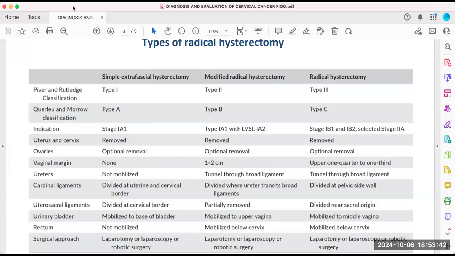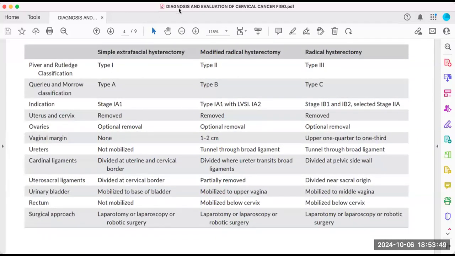Quickly revise the difference between the types of the hysterectomy. So simple extrafascial hysterectomy, this is for the type 1 hysterectomy, or type A. And this is suitable for 1A1. For 1A1 with lymphovascular invasion, however, this is uncommon, something that we don't see very commonly, to be honest. But in some cases, if there is lymphovascular invasion with 1A1, we will go for type B, the modified radical hysterectomy. Once we are in 1A2, the surgery will be the modified radical as well.